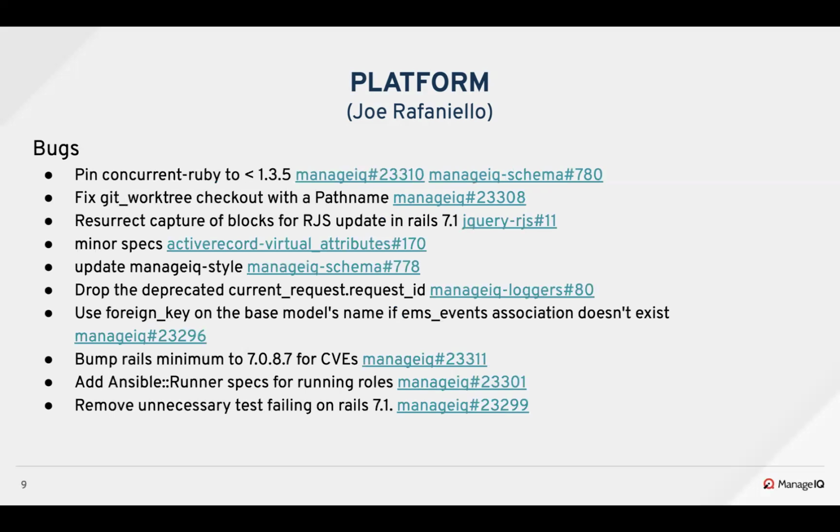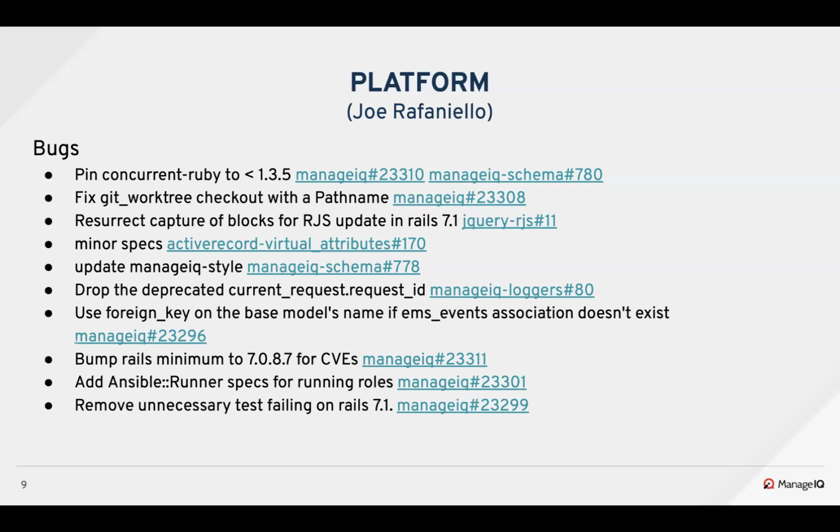For platform bugs this sprint, this will require some background, but concurrent Ruby 1.3.5 was released. This broke Rails 7.0 versions because Active Support was depending on Logger without requiring it. The 1.3.5 version of concurrent Ruby no longer required Logger for Rails, and so this version was no longer compatible with 7.0, and they weren't going to release a bug fix of Rails 7.0. So for now, Jason locked concurrent Ruby to versions prior to 1.3.5. Next, Adam fixed a minor bug where path name was not supported in the Git worktree checkout.